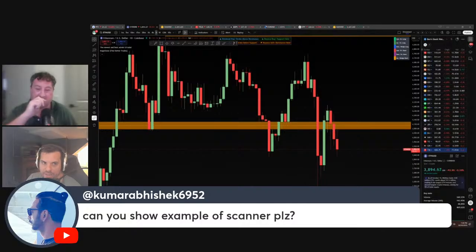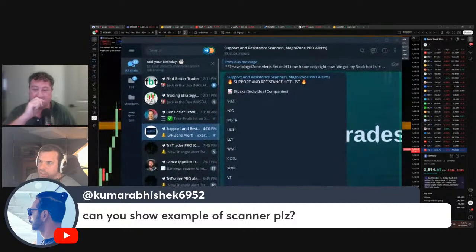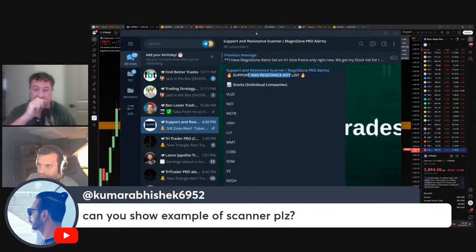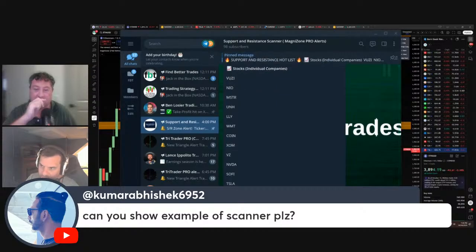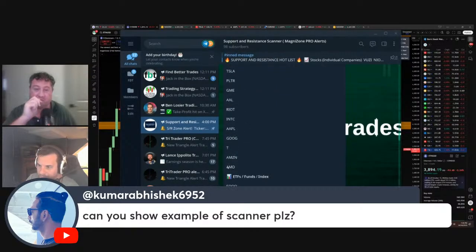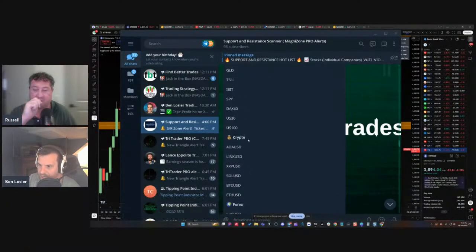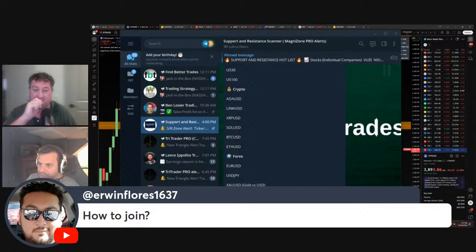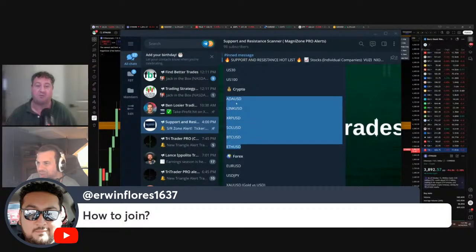I have all these different assets. Right here I have a hot list, and essentially it's scanning every single one of these: Vuzi, Neo, Verizon, XOM. These are all the stocks. These are my ETFs that I'm scanning, and these are all the crypto. Every single one of these had a sell alert, and every single one of them hit the take profit. That was really cool.